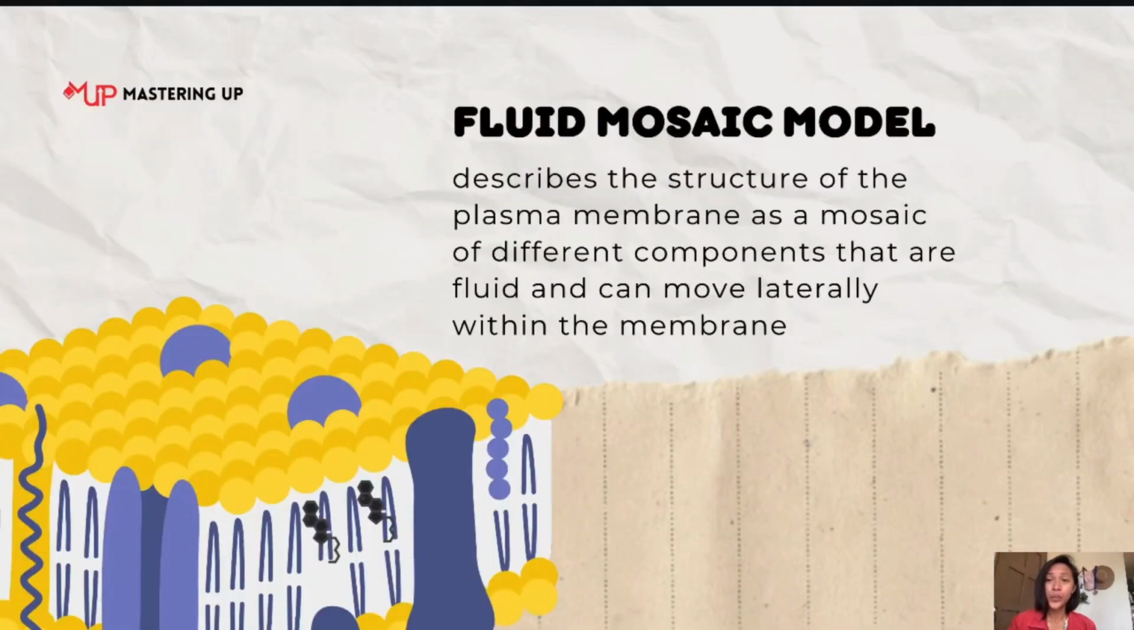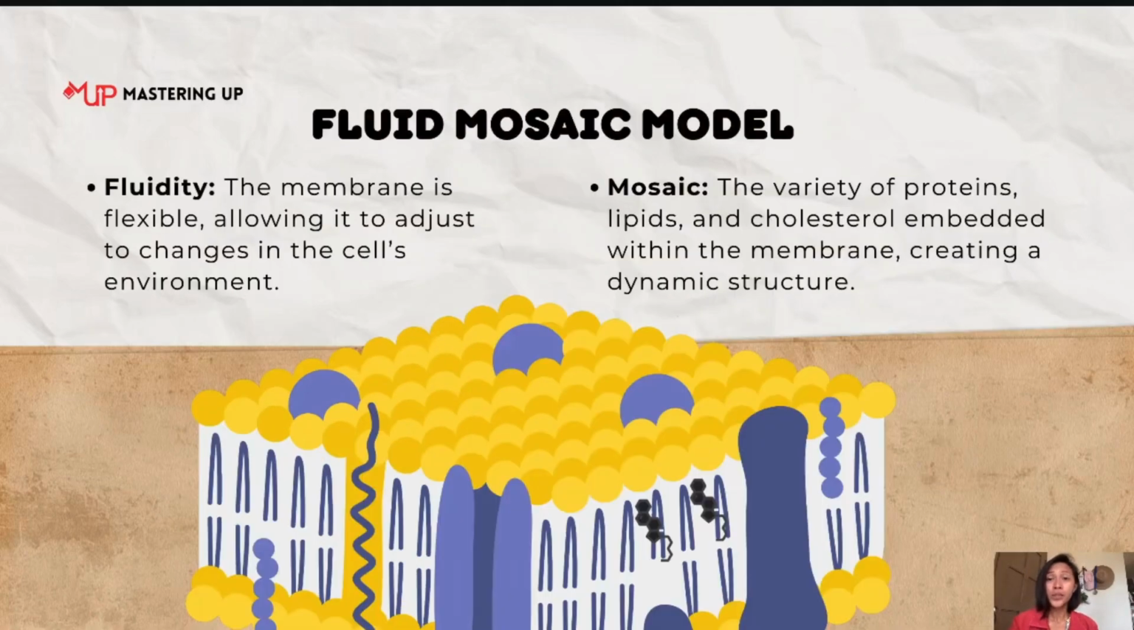Now let's talk about the fluid mosaic model, which is the most widely accepted model for understanding the plasma membrane. The term fluid refers to the fact that the membrane is flexible and its components are always moving. The term mosaic refers to the fact that the membrane is made up of a variety of components such as lipids, proteins, and cholesterol that all come together to create a dynamic structure. This fluidity allows the membrane to adjust and respond to changes in the cell's environment, ensuring the cell stays functional no matter what's going on around it.